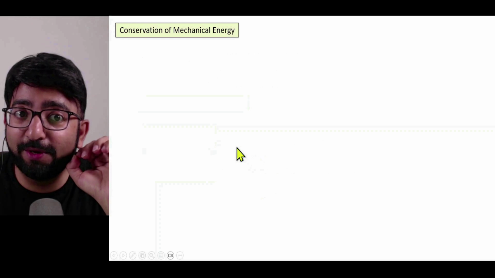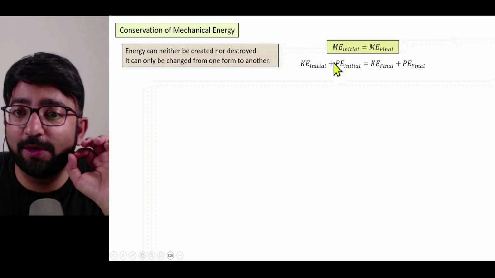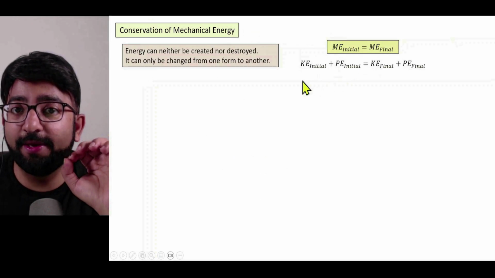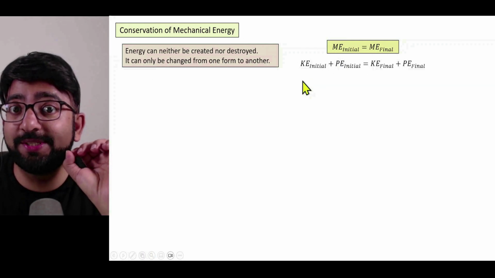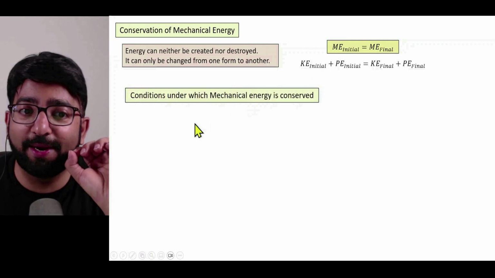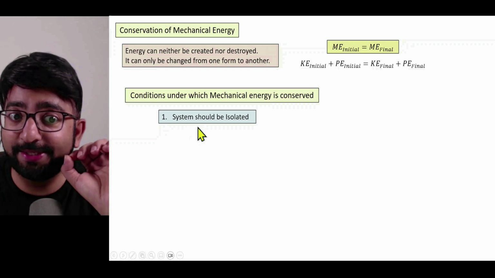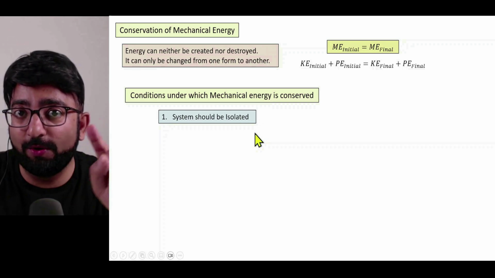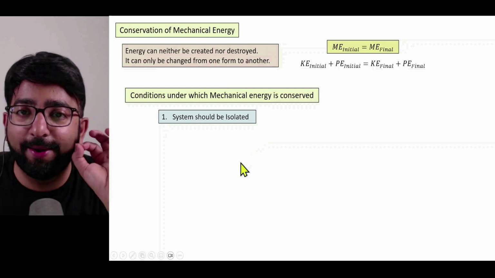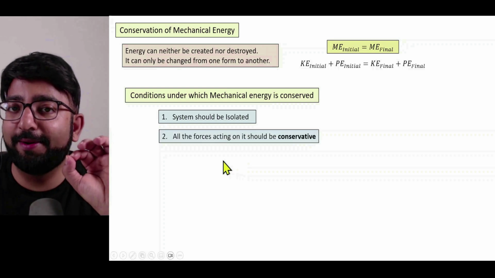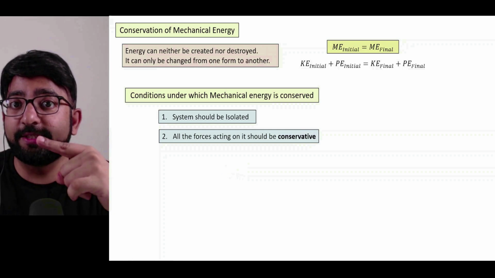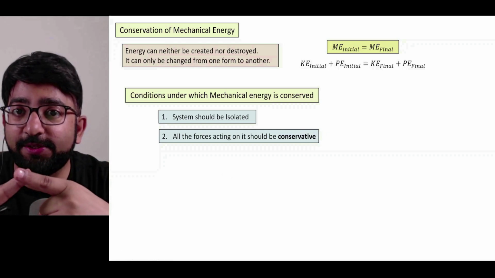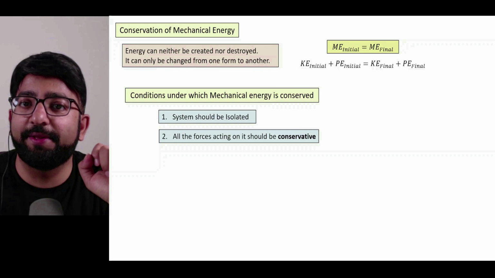All right, so now back to the logic. Whenever we are applying the conservation of mechanical energy, we need to be careful about certain conditions which need to be satisfied. Condition number 1, which we discussed: the system should be isolated, which means the net force acting on the system should be 0. And number 2, all the forces acting on it should be conservative, which means forces like friction, air resistance, and applied force should not be there.